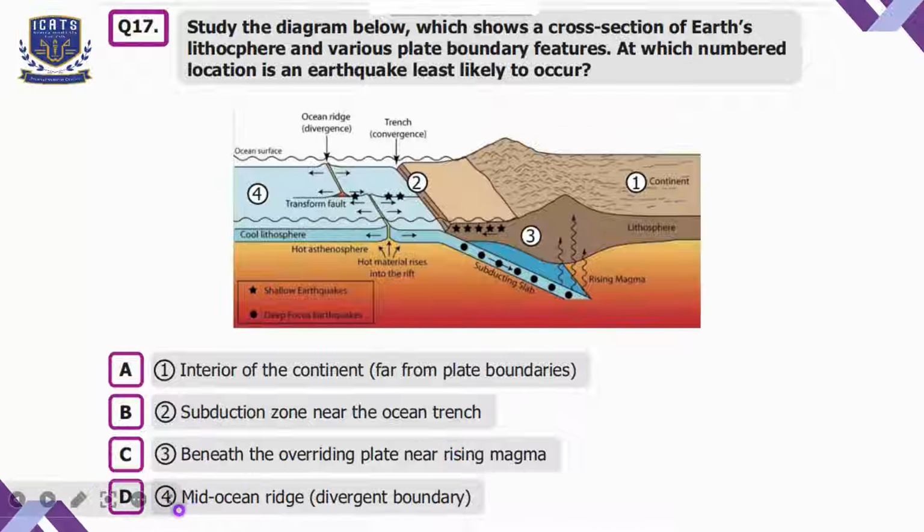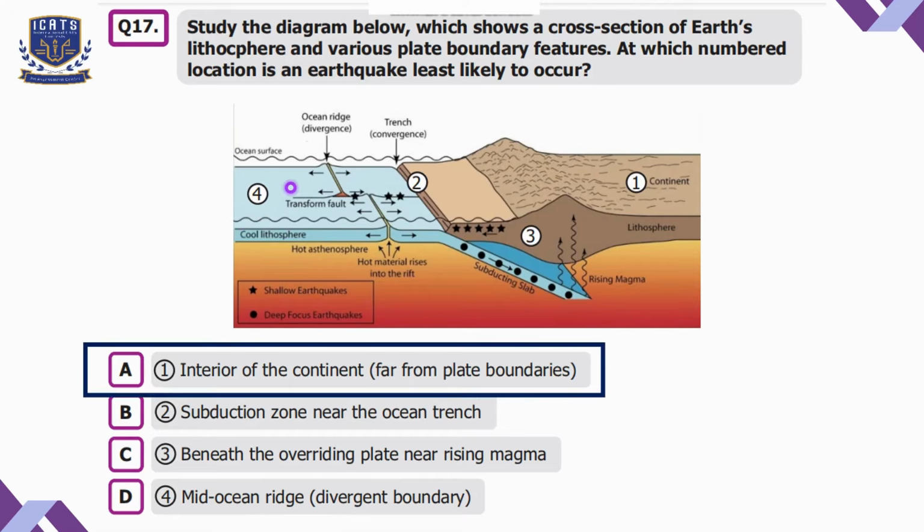Option D is location 4, which is a mid-ocean ridge, a divergent boundary. Again, the plates pull apart here, which can cause earthquakes. So we will select option A here.